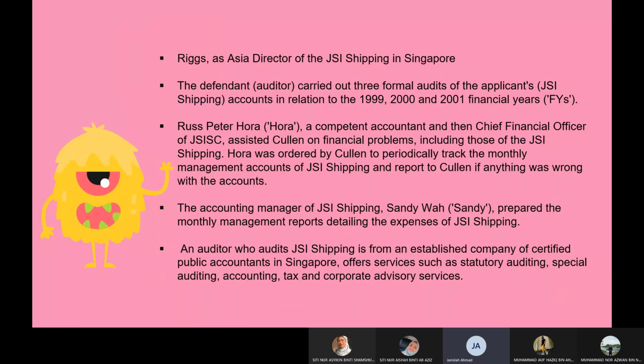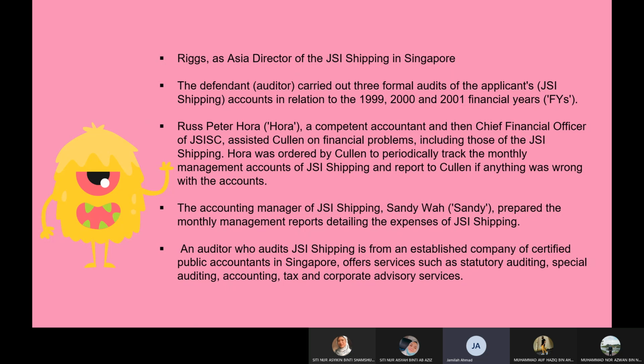Rins, as Asia director, had overall power and responsibility for the day-to-day activities of JSI Shipping in Singapore and reporting on all operational and business problems to Cullen. Cullen was also the only person in Singapore who agreed on risk, remuneration, and job terms and was privy to them.